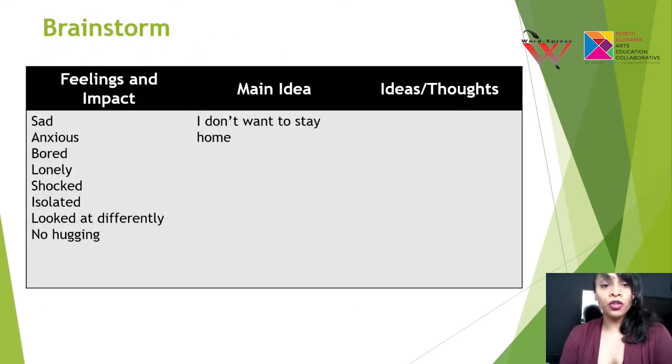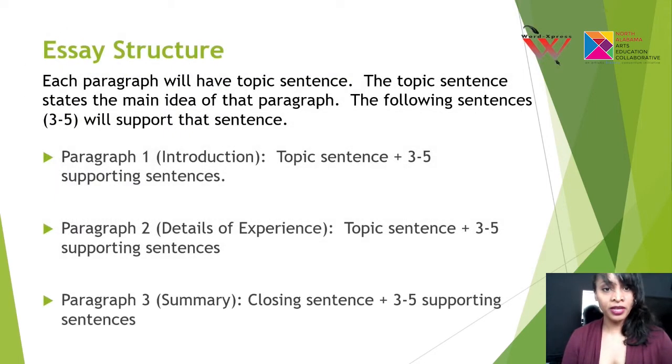Okay, so your brainstorming cheat sheet should look something like this. We have the emotions and the feelings and impact in the first column. Second column is the main idea, your main idea of your choice. In this example, we have, I don't want to stay home. Okay, let's look at the third section, which is your thoughts.